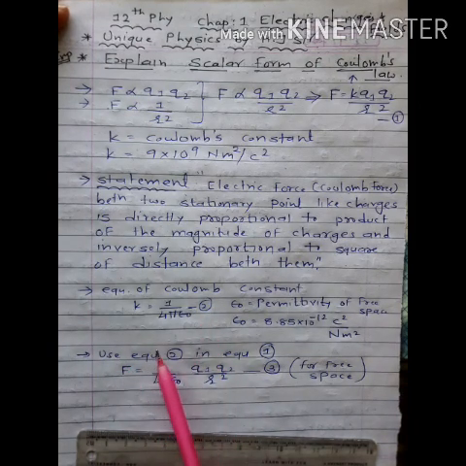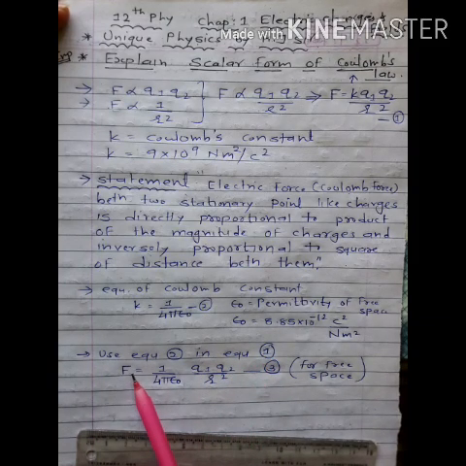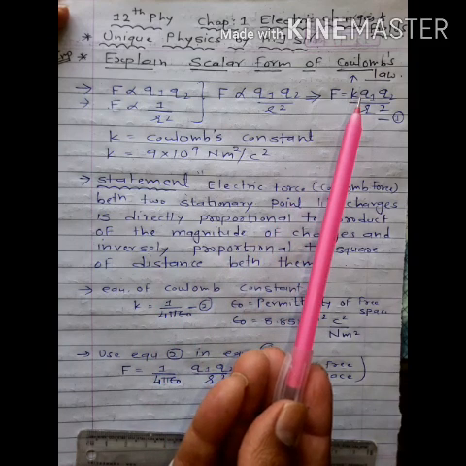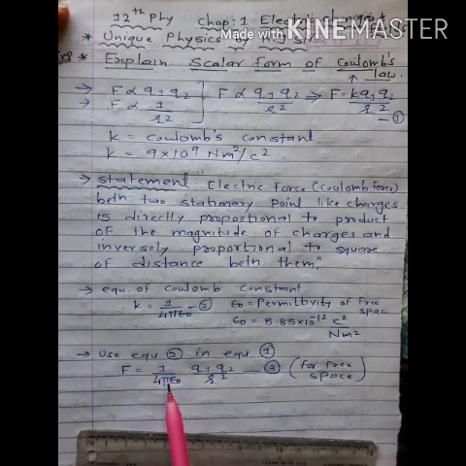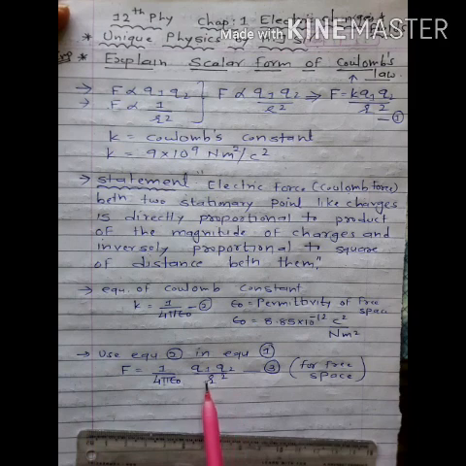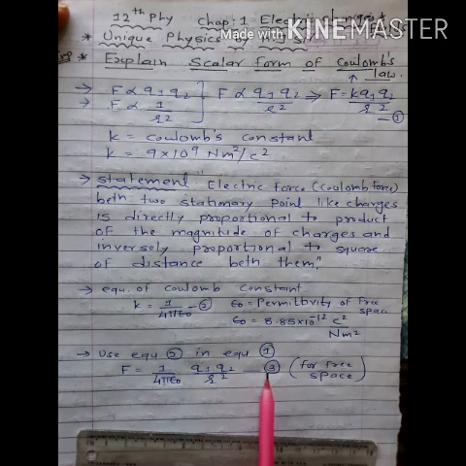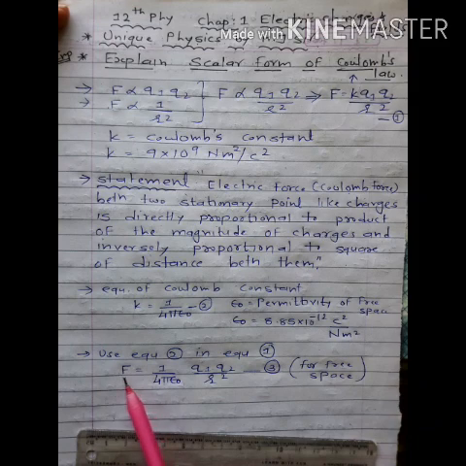Now use equation number 2 in equation number 1. So we can find F is equals to, instead of k, here instead of k we use this equation. So F is equals to 1 upon 4 pi epsilon 0 q1 into q2 upon r square. This is our equation number 3. Here we consider electric force or Coulomb force acting between two charges in a free space.